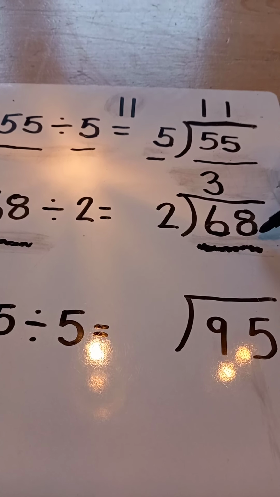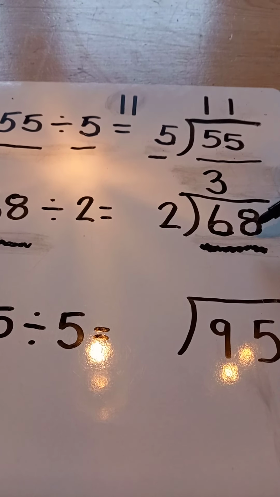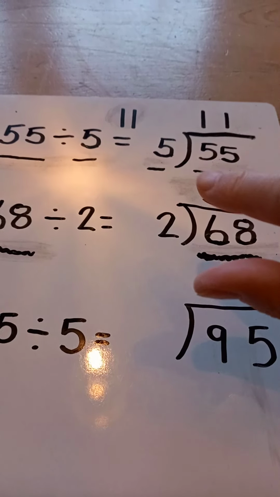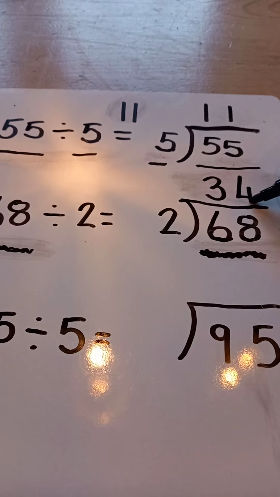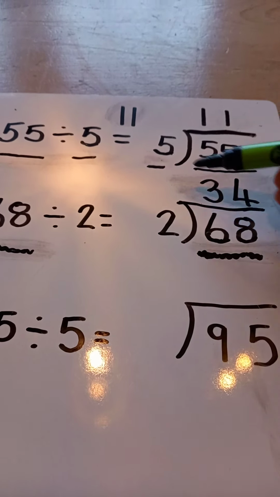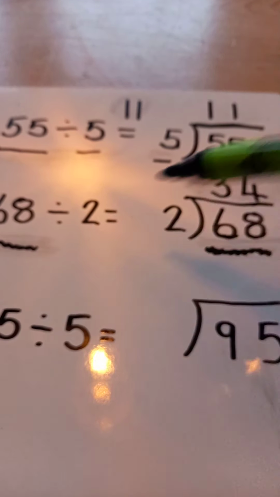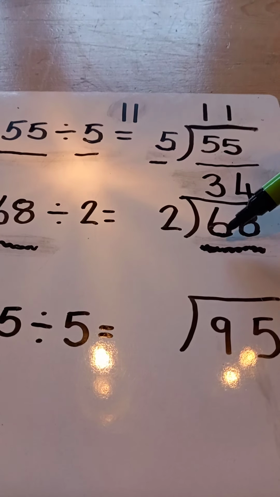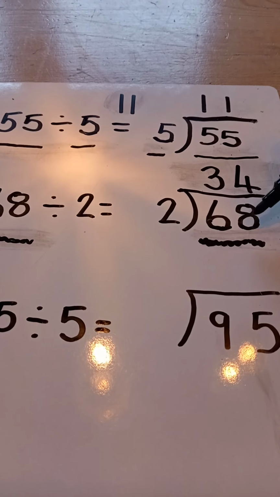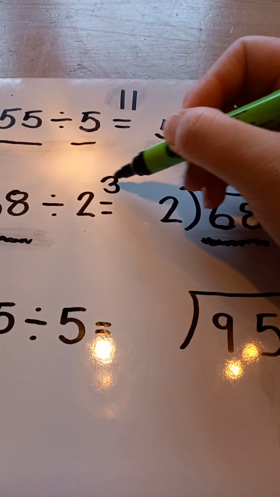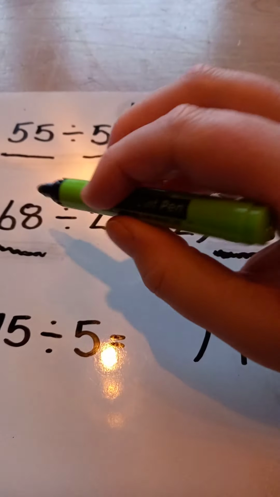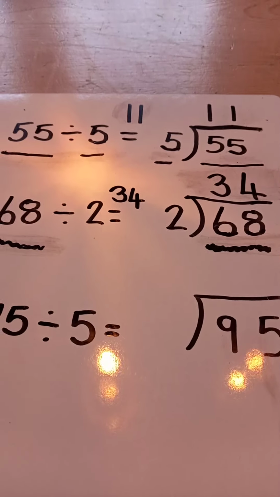Now I'm going to move on to my ones. How many groups of 2 in 8? So 2, 4, 6, 8. 4 groups of 2 in 8. So I've still divided my 68 by 2. I've worked out how many groups of 2 are in the 6 and how many groups of 2 are in the 8. And my answer is 34. So 68 divided by 2 equals 34.